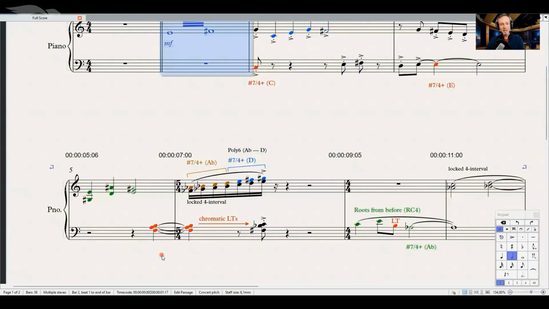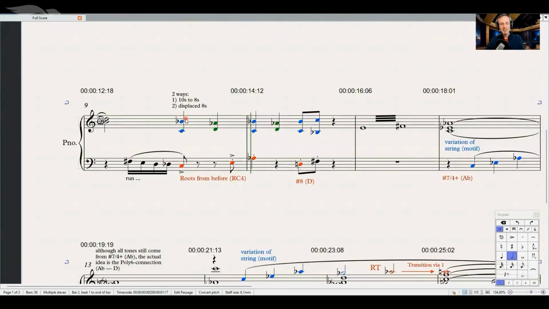However, all of those elements that we are looking at are still following the same concepts. We have our root cycle 4, so that's the C, E, A flat. Then this guy here is a little bit different, I understand, but it's a 4 interval still, the D going to the F sharp.